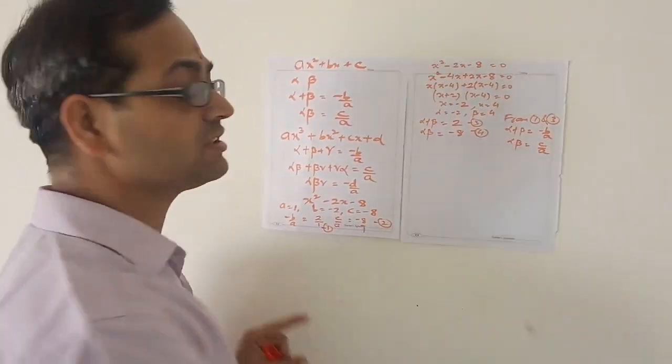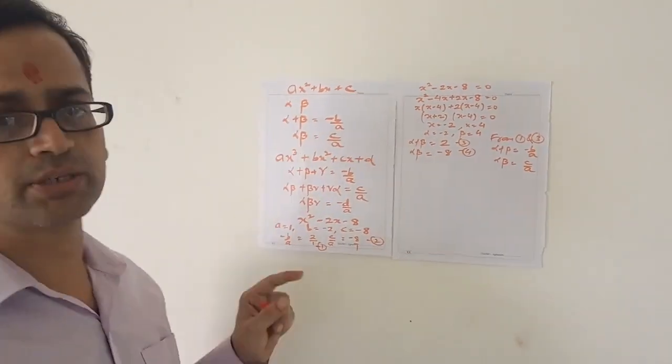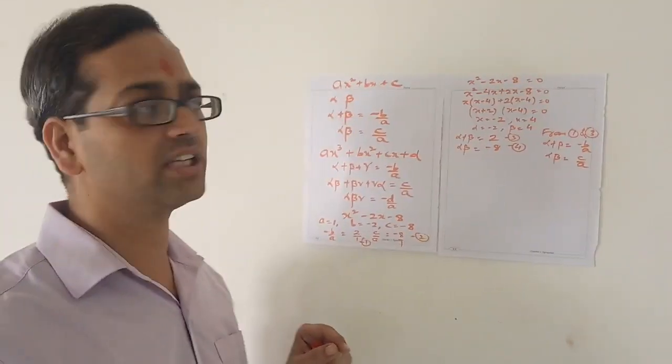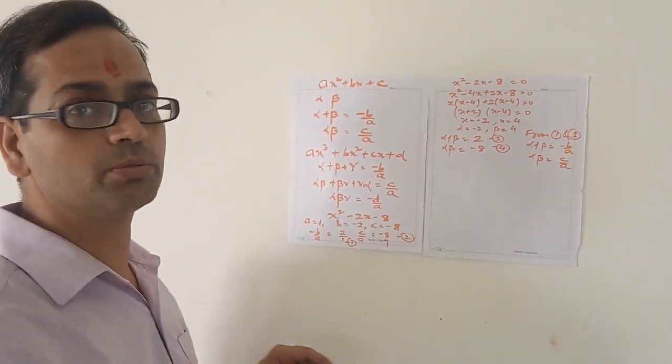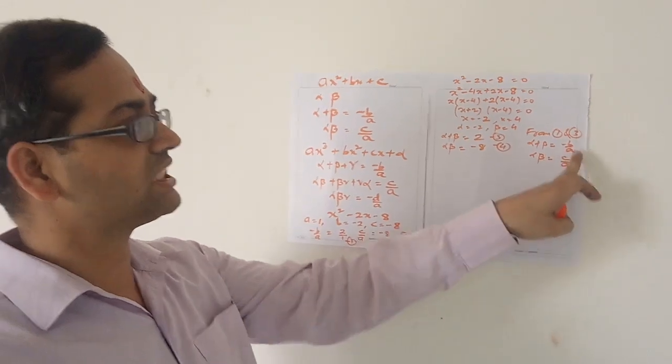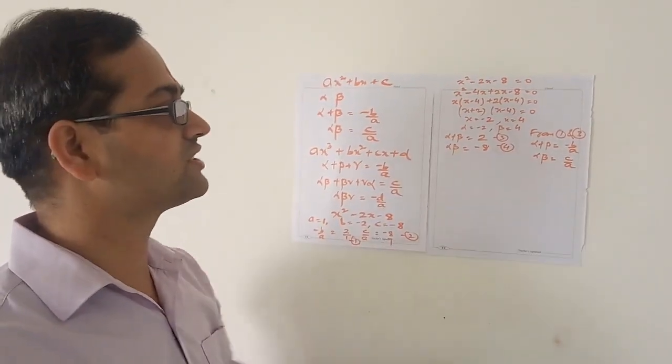This relation or result would hold true for all expressions. If you have any polynomial of degree 2 and you are finding the roots, then the relation between the roots and the coefficients would be as under. Alpha plus beta would be minus b by a, and alpha into beta would be c by a. This result is always valid.